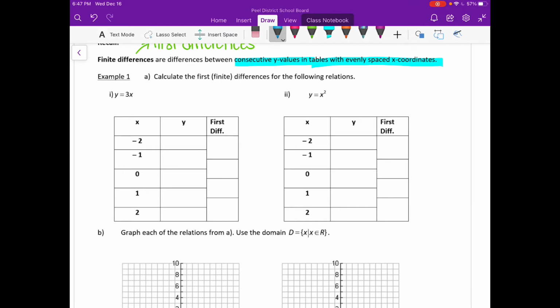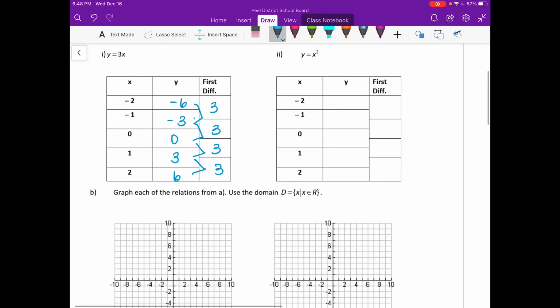So I'm going to put in my x value here. So I have 3x, or sorry, -2. 3 times -2 is -6. Then -3, 0, 3, 6. So I'm going to say, all right, what is -3 minus -6? That's going to give me 3. 0 minus -3 is also 3. 3 minus 0 is 3. 6 minus 3 is 3. Right? So each time my difference between them is 3. So notice how the first differences here are constant.